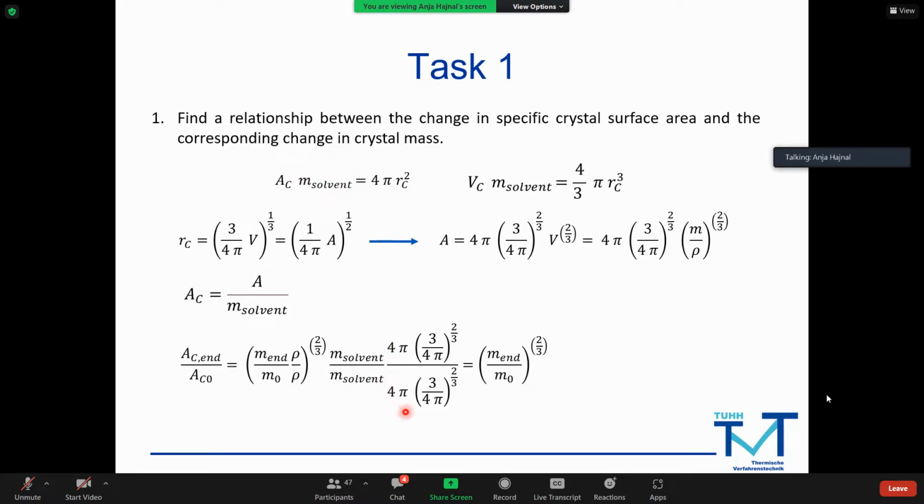And this is simply this constant. It does not change. And since all this is the same, and also the densities are the same, what we are left with is m_end over m_initial. So the specific crystal surface area at the end over the specific crystal surface area at the beginning equals the mass of the crystals at the end over the mass of the crystals at the beginning to the power of 2/3.